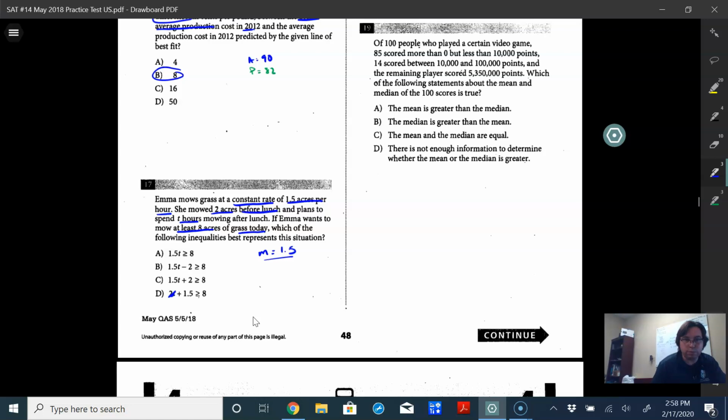Now here we see mowed 2 acres before lunch. And so for that reason, there's no minus 2 here. This is taking away 2, which is not true. And we want to add the 2 acres that we have from before lunch, which is that one. So we can see C is the answer choice on this one.